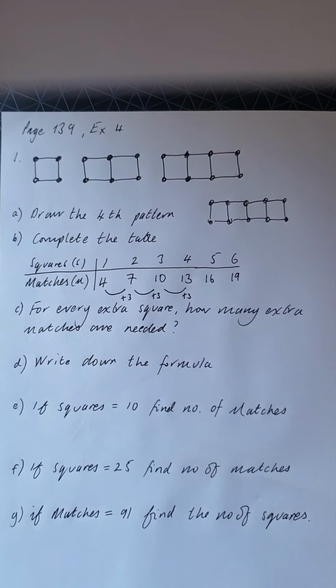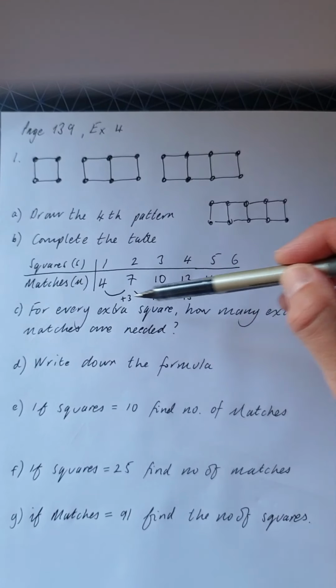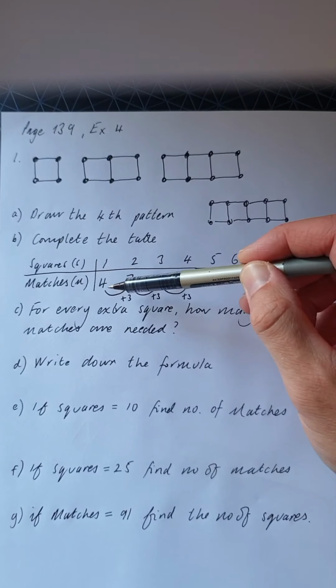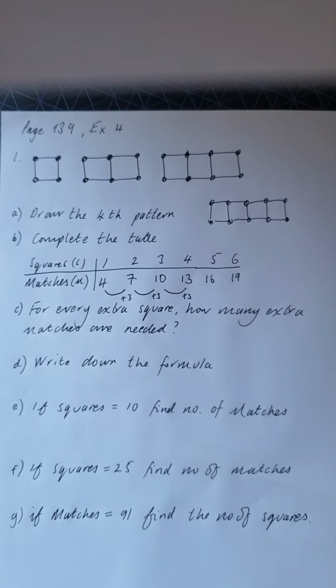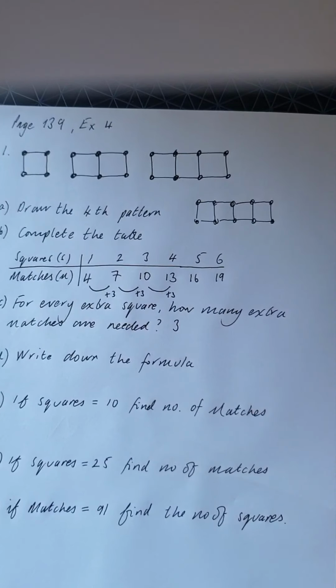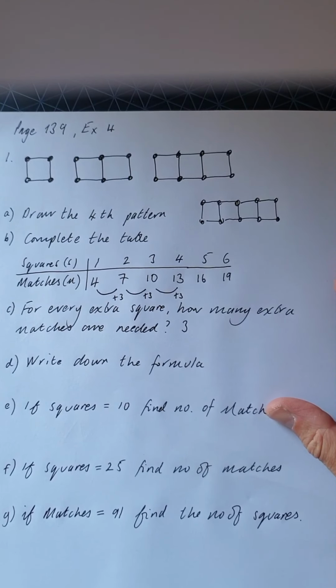Okay, so next question, for every extra square, how many extra matches do I need to build? That's just the jump along the bottom. For every extra square that we drew, we need another 3 matches. Okay, moving on to the formula.